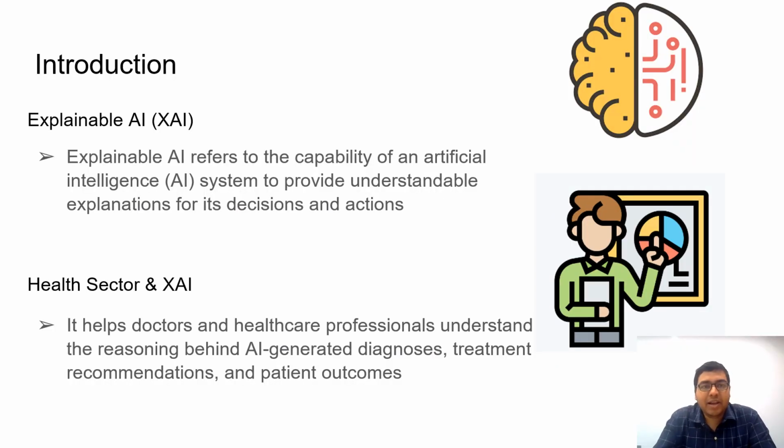So here, let me first introduce what Explainable AI is. Explainable AI refers to the capability of an artificial intelligence system to provide understandable explanations for its decisions and actions. And what is the impact of this particular explainable AI in the health sector? It helps doctors and healthcare professionals to understand the reasoning behind AI-generated diagnosis, treatment recommendations, and patient outcomes.